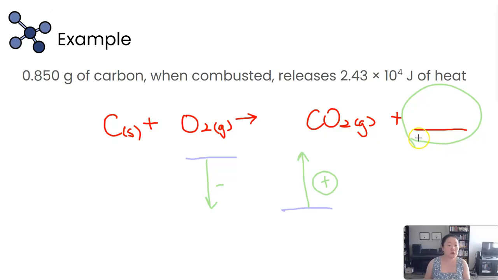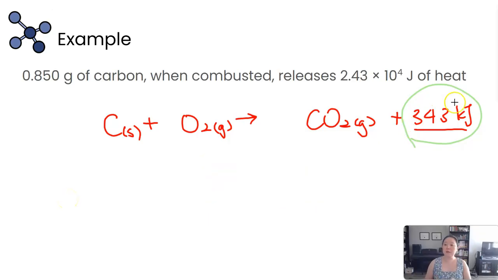We're going to put in the amount of energy, but remember that it's stoichiometric. So we have to write it for 1 mole's worth of carbon: how much energy will be released? If you do that calculation, you're going to get 343 kilojoules. Because this is how much it is for your 0.85 grams, so change it to moles. So for 1 mole, that's how much energy would be released.